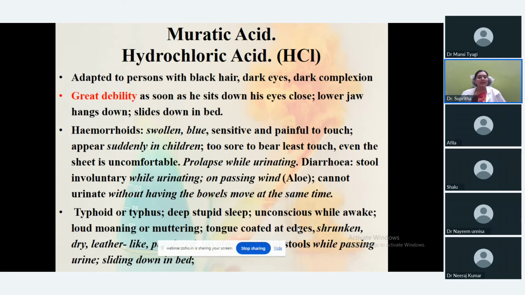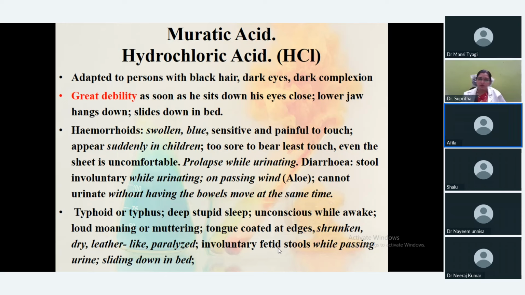Unconscious while awake, loud moaning or muttering, tongue coated at the edges, shrunken, dry, leather-like, paralyzed, involuntary fetid stools while passing urine, sliding down in the bed. So, muttering delirium. Can you compare other remedies, please? Belladonna. Yes, belladonna. Any other remedies?